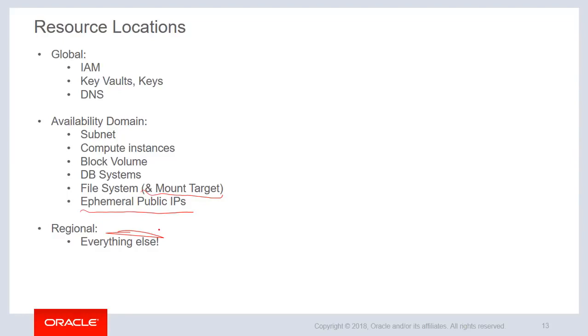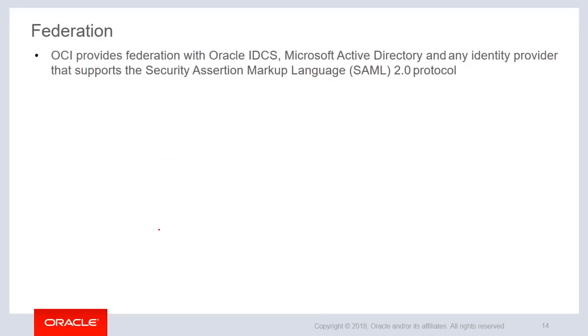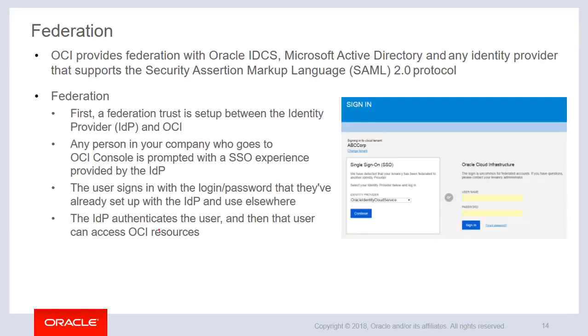Now OCI also supports federation, and we support federation with Oracle Identity Cloud Service or Microsoft Active Directory. We also support any identity provider that supports SAML 2.0 protocol. Now, what are the steps to set up federation? First, a federation trust, and this is a simplified setup list of things you have to do, but it goes something like this. First, a federation trust is set up between the identity provider and OCI. Any person in your company who accesses the OCI console is prompted with a single sign-on experience provided by the identity provider.